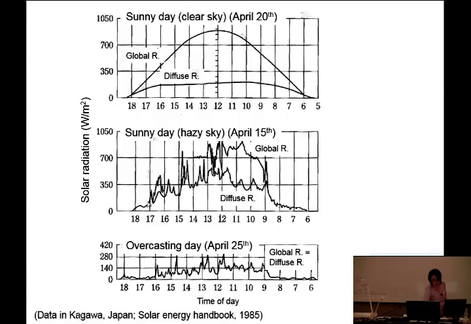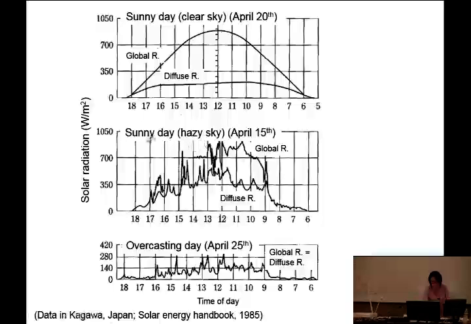This one is showing 3 different weather conditions. Number one is a clear sunny day, just to show the relative amount of diffuse light to the global. Global is the total; global radiation equals direct plus diffuse. So in this case, about 25% or so is diffuse light at midday, and then 75% or so is direct light.